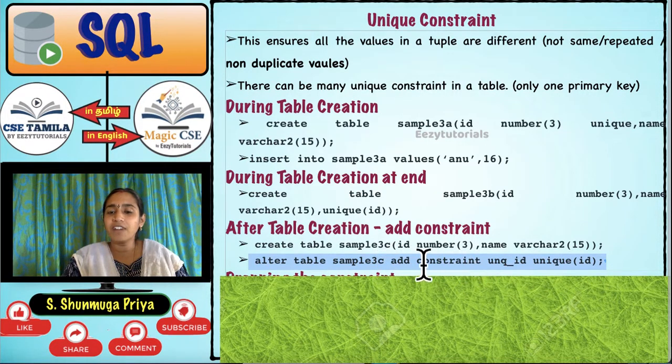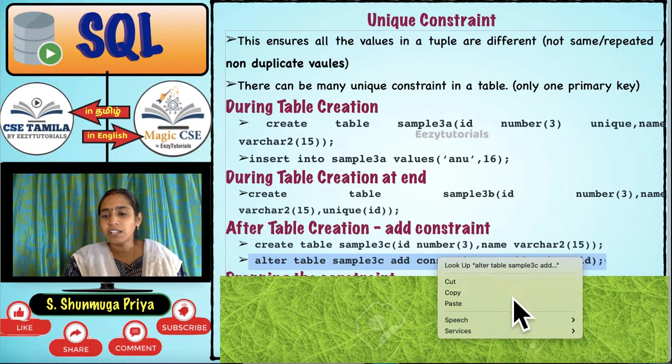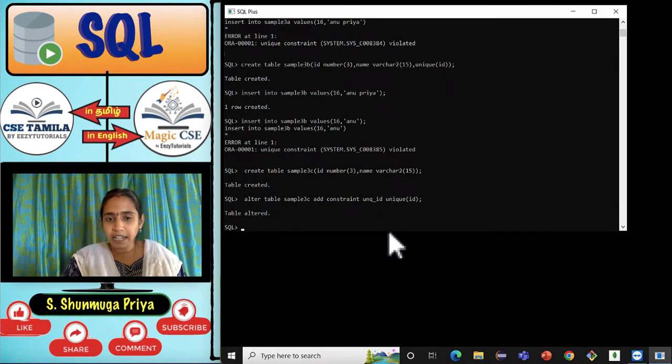The same keyword add constraint we have seen in the check constraint as well. So alter table, table name, add constraint, then the name of the constraint, your own name, followed by the keyword unique. In the bracket, you have to give the field name. So alter table, table name, add constraint unq_id unique of ID. The table has been altered.